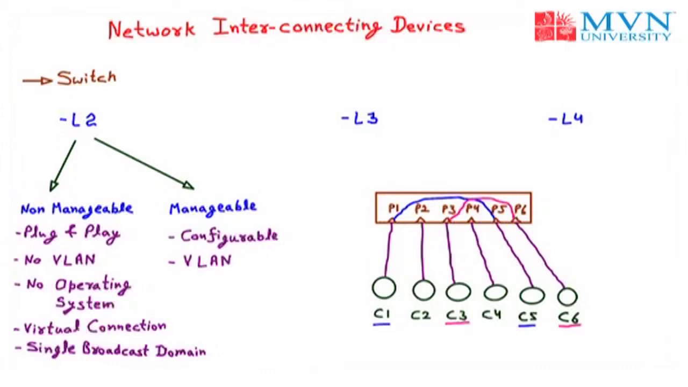So next we have the VLAN concept, which is part of the manageable switch. VLAN is actually a virtual LAN. The LAN is the interconnection of computers. Virtual LAN means a LAN inside a LAN. To understand the VLAN, we have the example shown in the figure, that is, we have 6 ports connected with 6 computers.